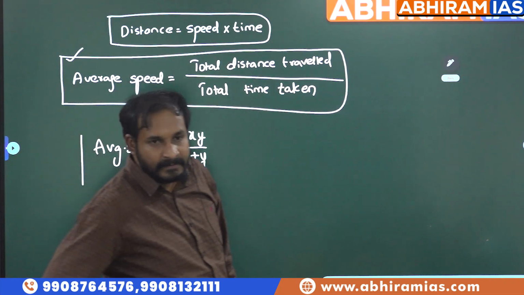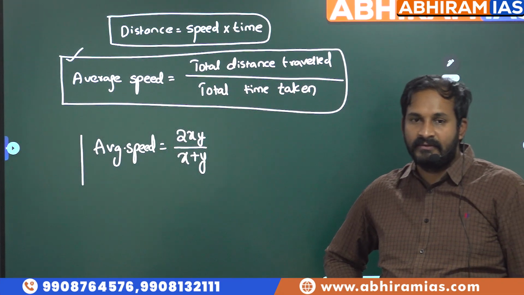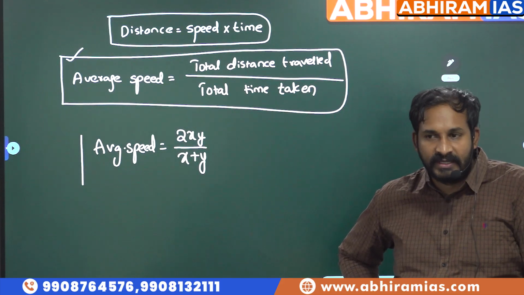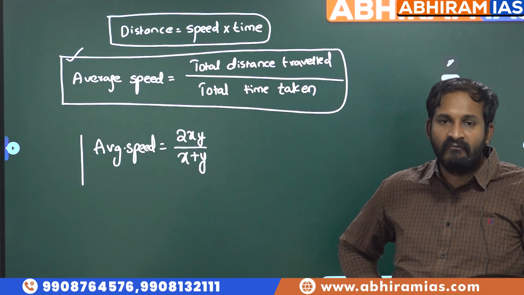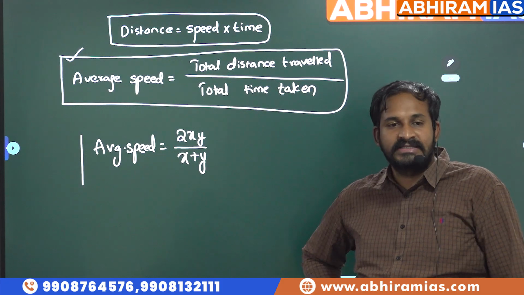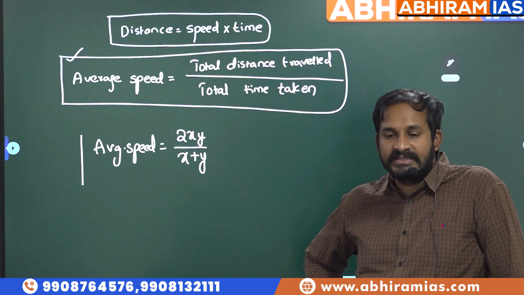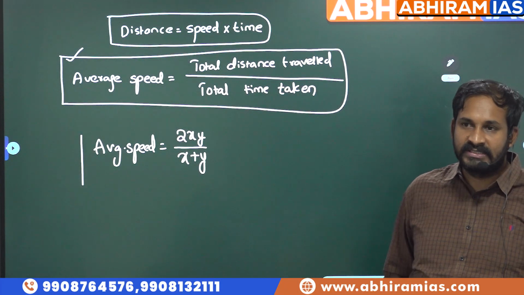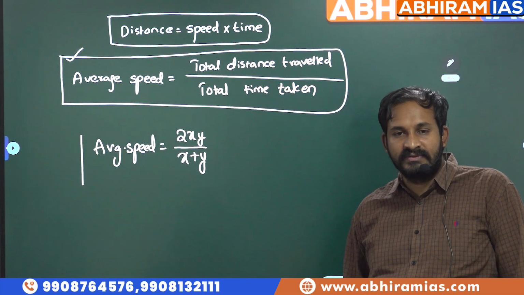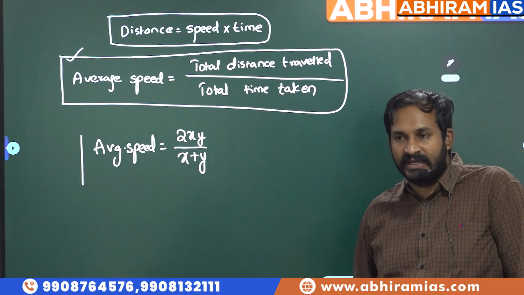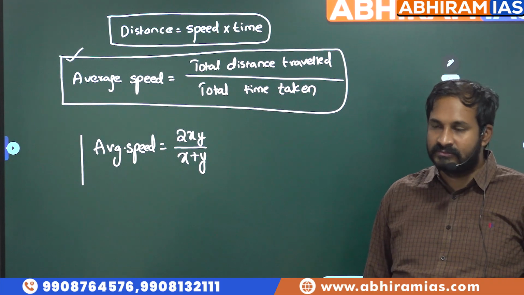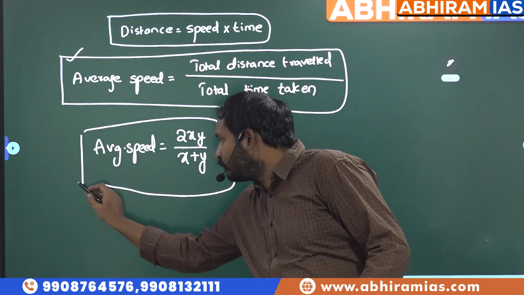After writing average speed, below that write down: if a person travels from one place to another with x kmph speed, and returns with y kmph speed, then average speed is equal to 2xy by x plus y.